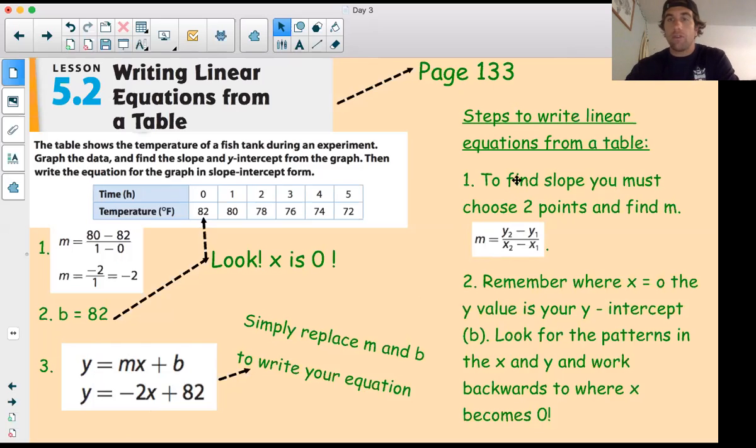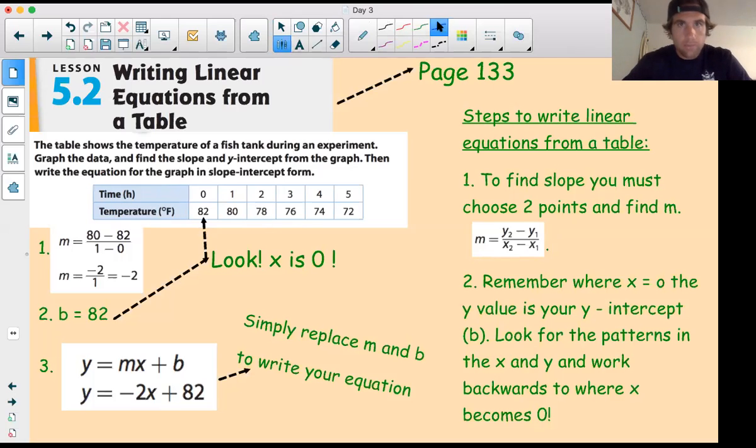The first step, to find slope, you must choose 2 points and find m, because m is slope. So what do I mean by choose points? Guys, here's the table. The top is x, the bottom is y. That's how usually every single table goes if it doesn't give you where x and y are, if they don't physically put the letter in there for you. Now here, x values, y values. Now look what they chose here. They chose 1, 80 and they chose 0, 82. They chose those 2 points. You could choose any 2 values you want. It does not matter. You'll get the exact same answer.